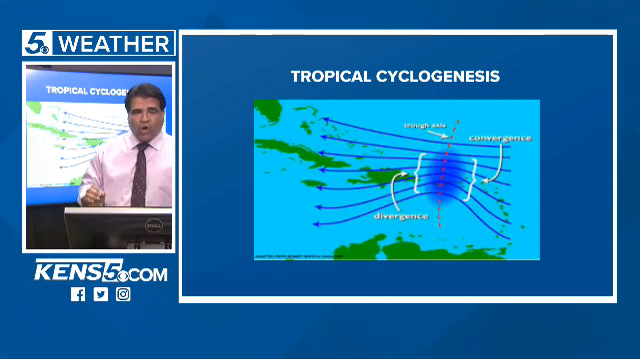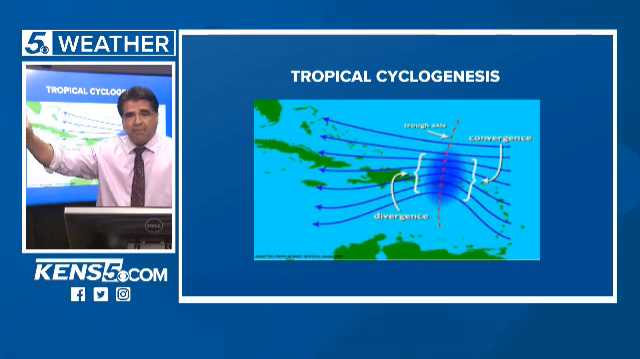Now, earlier I had talked about how mid-latitude cyclones develop, the plain old L you see on the map, and we've got the L's and the H's and so forth and so on. Well, in the tropics, they form quite differently.